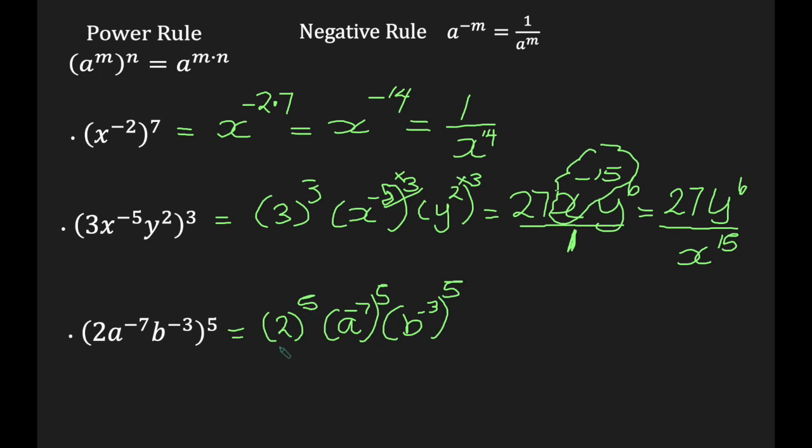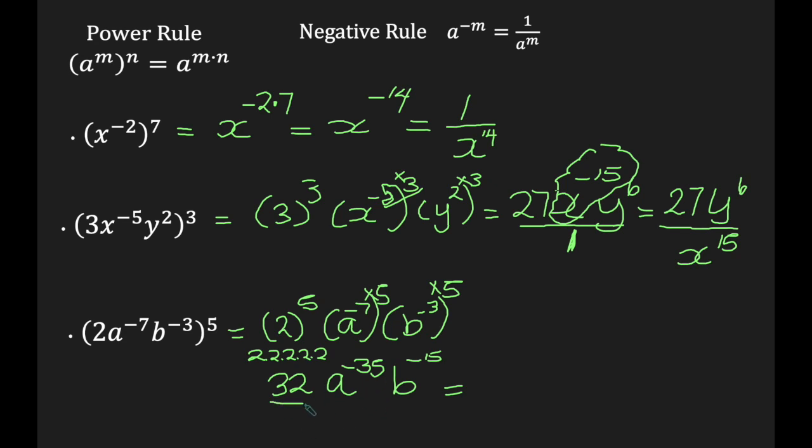Now 2 to the 5th power means that 2 is going to multiply itself 5 times. That gives me a value of 32. Now remember, you're going to keep your base of a, but we're going to multiply negative 7 times 5, and I get negative 35. And for the b, I multiply negative 3 times 5, and I get negative 15. Technically this answer is correct, but if you're on the test and they say only positive exponents, we're going to have to rewrite this.